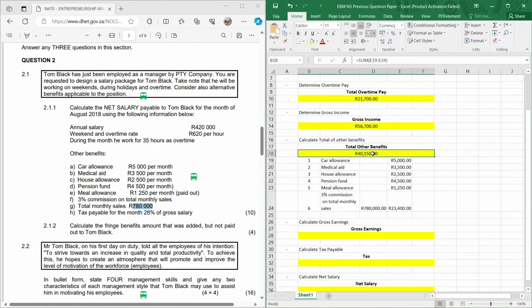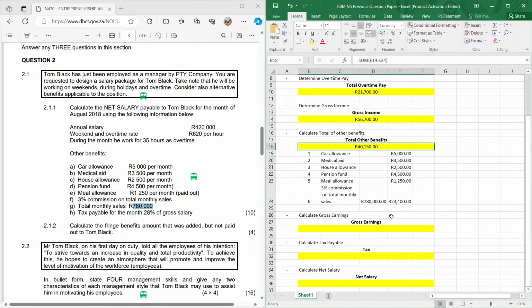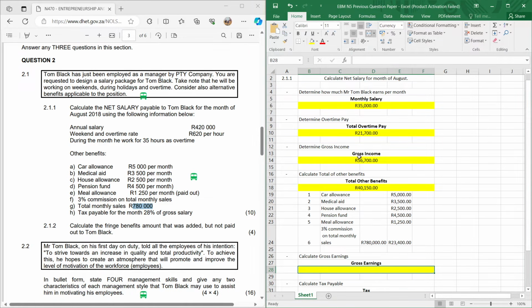So Mr. Black's overall benefits would be 40,150, right? Now, we have the benefits, we have the gross income, we have the total overtime pay, and we have the monthly salary. Next up, we need to determine the gross earnings. To determine the gross earnings, we need to add the gross income plus the total benefits. Remember, the gross income comes from adding the monthly salary with the total overtime. And then to get gross earnings, we add the gross income with the total benefits. So it will look something like this.